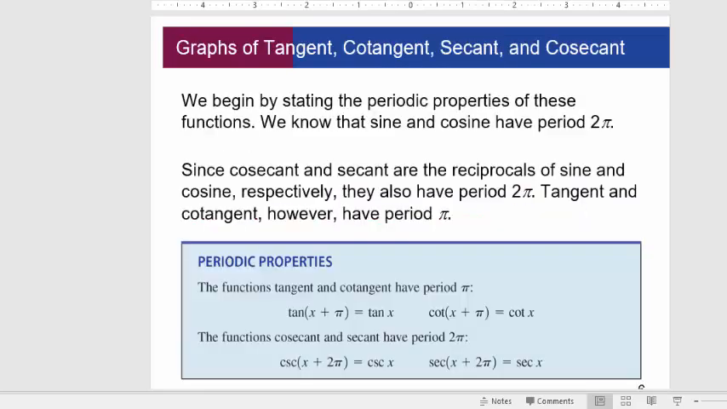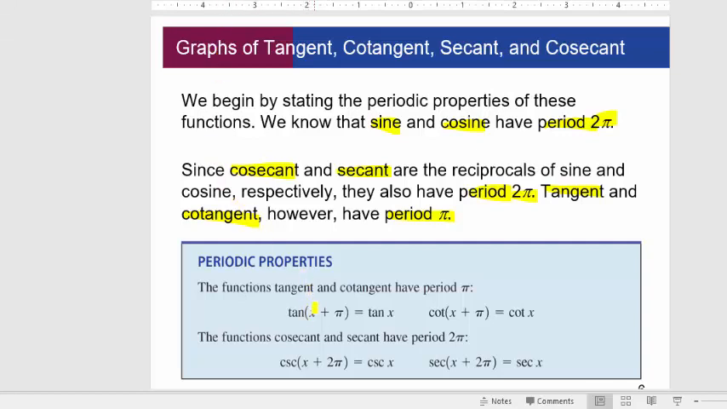We remember that the sine and the cosine actually had periods of 2 pi, right? Now, since cosecant and secant are the reciprocals of sine and cosine, they're also going to have a period of 2 pi. So that's easy enough. So cosecant and secant, period 2 pi also. Now, tangent and cotangent, though, are actually going to have only a period of pi, not 2 pi. Okay, so that's an important distinction between tangent, cotangent, and then the rest of the trig graphs.